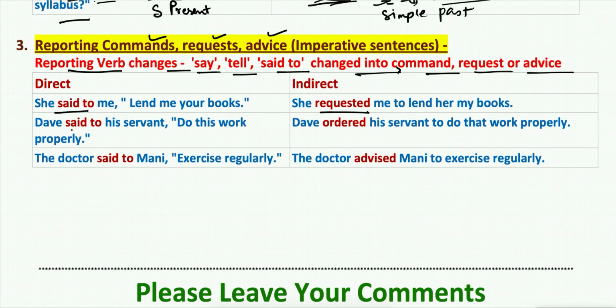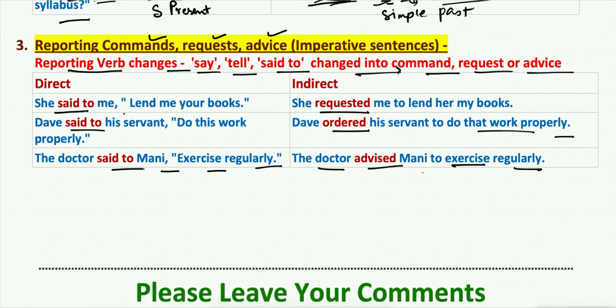Here, said to is changed to ordered. Dave ordered his servant to do that work properly. The doctor said to Money, "Exercise regularly." The doctor advised Money to exercise regularly. So it depends upon the sentence.